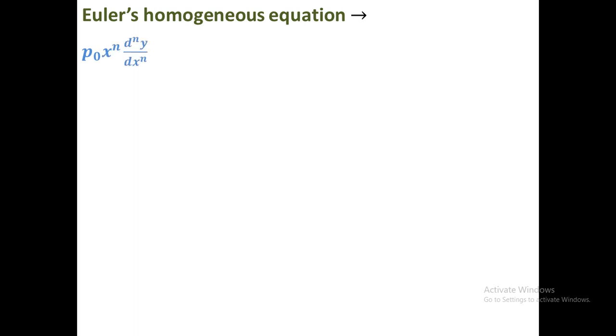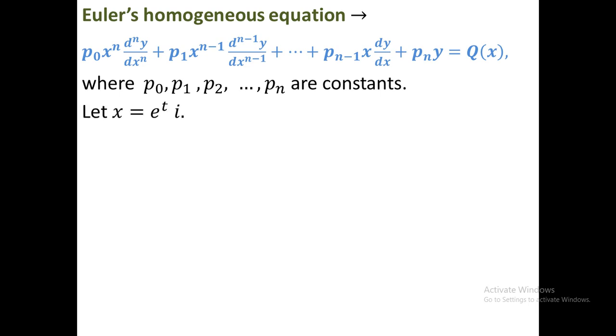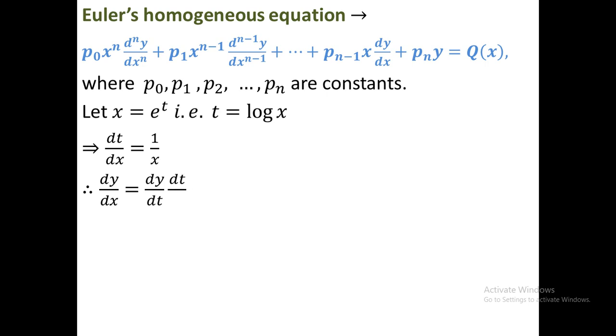So at first we consider the Cauchy-Euler equation. Euler's homogeneous equation is this, where p0, p1 are all constants, you know it. To solve that equation we introduce a new variable, say small t, x equal to e to the power t, that is t equal to log x. Here the base of log is e, that is, you can write ln x. Therefore dt/dx equals 1/x, just take the derivative of that. Therefore dy/dx equals dy/dt times dt/dx, I get this by the chain rule. You see that dt/dx equals 1/x.